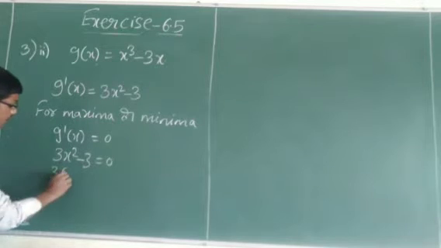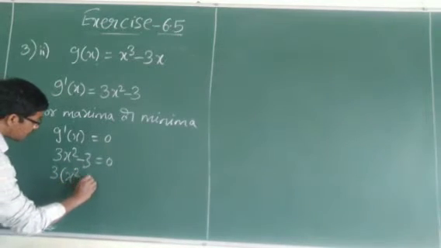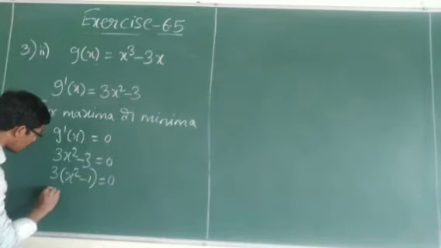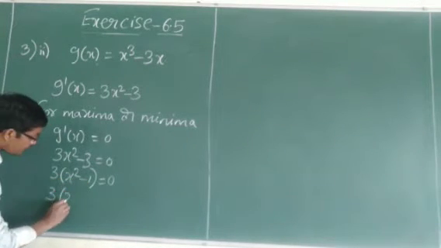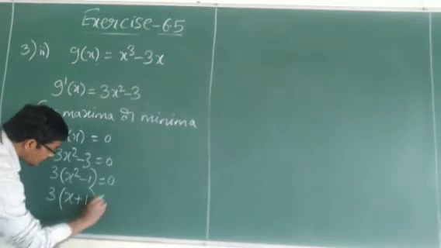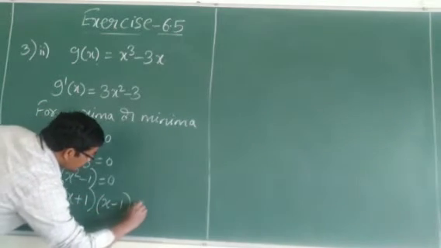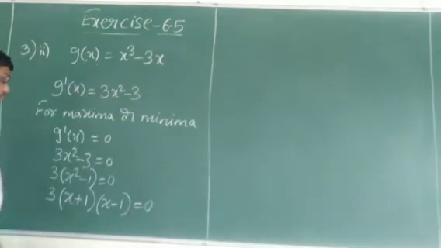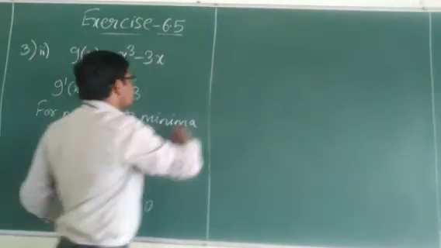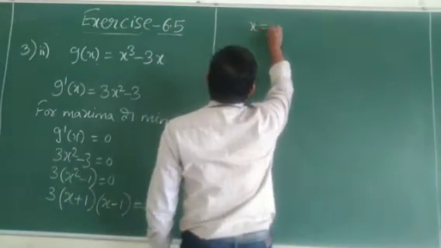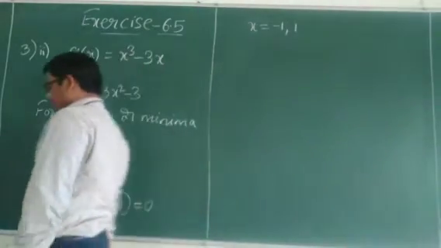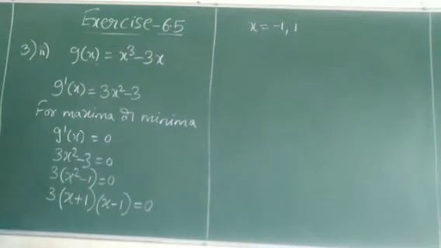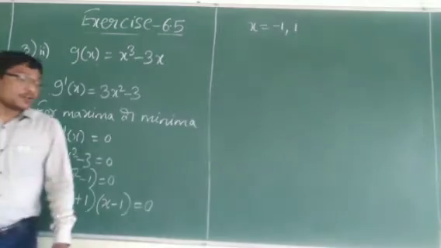You can take 3 common, you get x square minus 1 equal to 0. This is of the a square minus b square form, so we can write this as x plus 1 into x minus 1 equal to 0. From this, we get x equal to minus 1 and x equal to plus 1. So we get two critical points here.